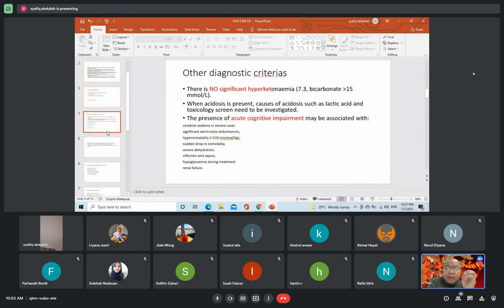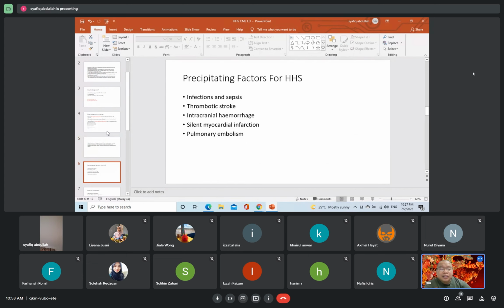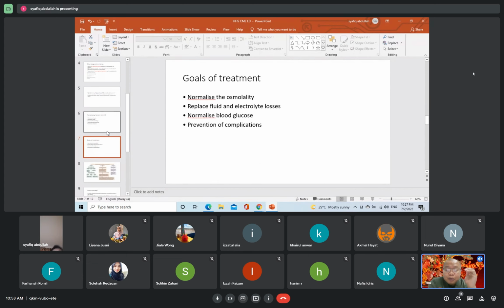So that leads to the problem lah. And the main thing dia sama juga macam DKA, the aim of management is hydration, insulin dan sebagainya. Tapi seperti mana dia punya onset tu slow, your treatment pun kena slow. You tak boleh nak aim nak correct within 1 or 2 days. Sometimes it takes few days. And the aim, macam I think Shafiq cerita tadi, sodium pun kena slow, potassium pun kena slow, hydration pun kena correct over few days.